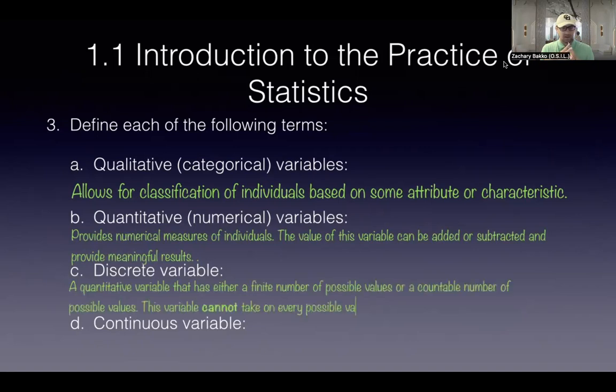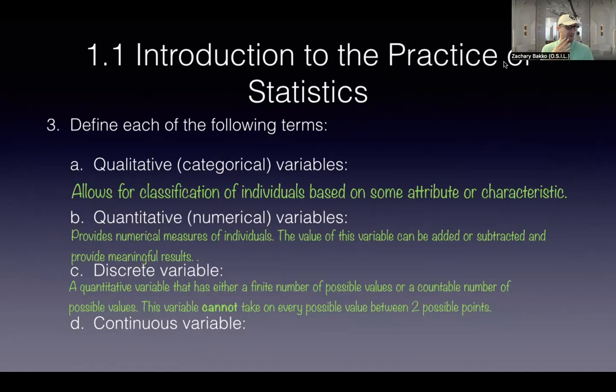A discrete variable is a quantitative variable that either has a finite number of possible values or a countable number of possible values. The variable cannot take on every possible value between 2 possible points. In other words, discrete variables are whole numbers. So 2, 7, 20, 100, 1000. Anything that's a whole number, that's a discrete variable.